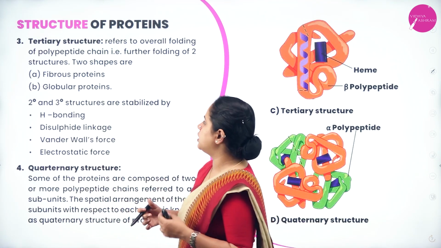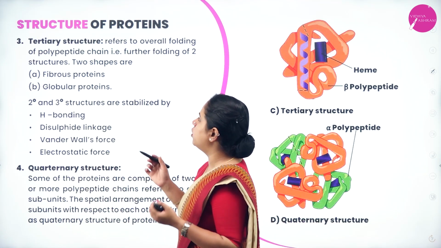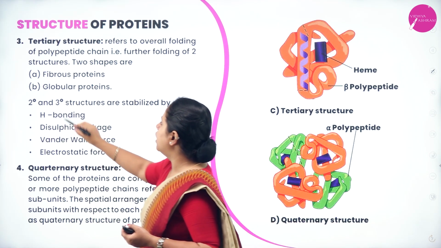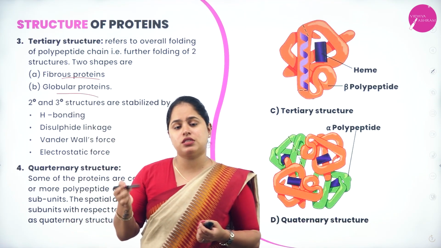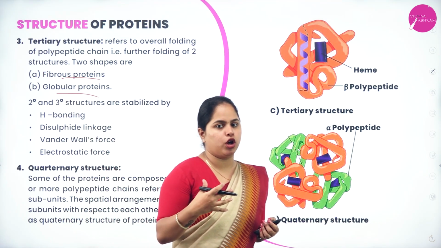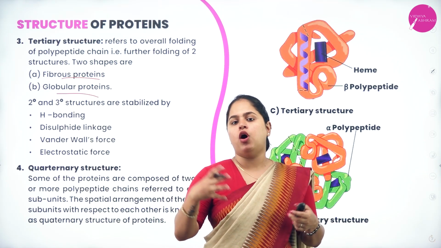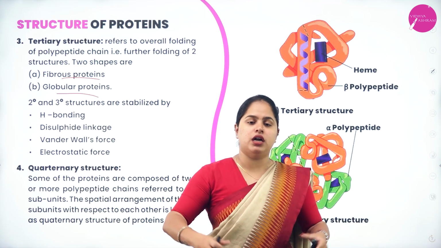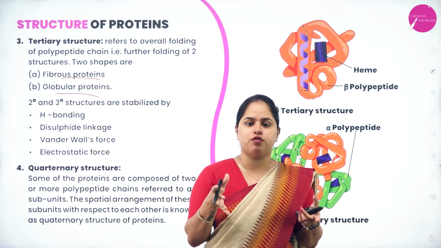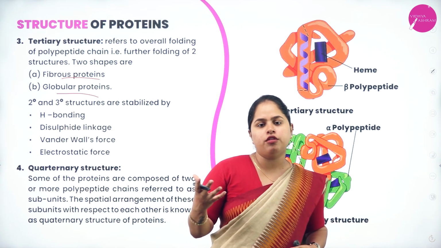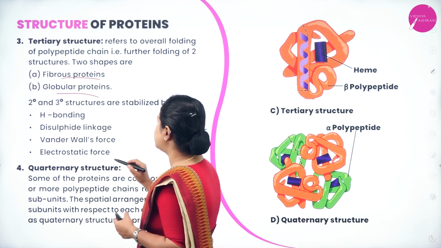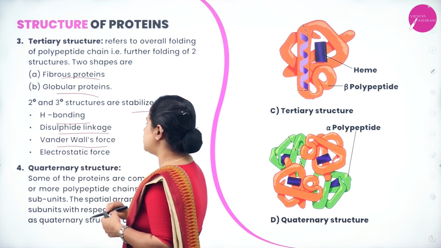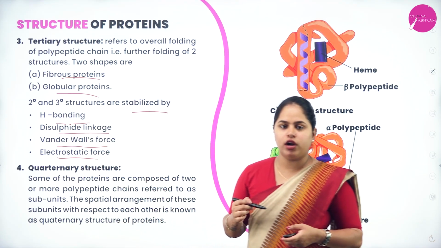Now moving on to the tertiary structure, it refers to the overall folding of the polypeptide chain, that is, further folding of the two structures. The two shapes are fibrous proteins and globular proteins. So this is how you are obtaining fibrous and globular protein. The primary structure will form extra hydrogen bonds and form the secondary structure. Now the secondary structure will further curl around and form the basic structure of the protein, that it can be globular or fibrous. Right? Now the secondary and tertiary structures are stabilized by hydrogen bonding, disulfide linkages, van der Waals forces and electrostatic forces. So we have already discussed this.